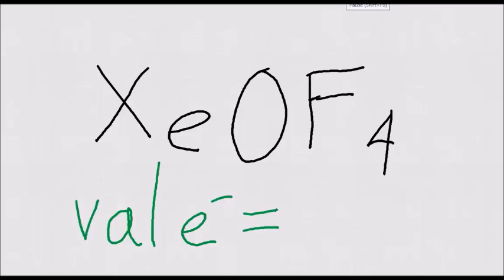So first, to start it off, we are going to determine the number of valence electrons we have before we draw the Lewis structure. So we'll start by counting the number of valence electrons xenon has, which is 8, plus the number of valence electrons oxygen has, which is 6, plus fluorine, which is 7, and we multiply that by 4 to get 42 valence electrons.